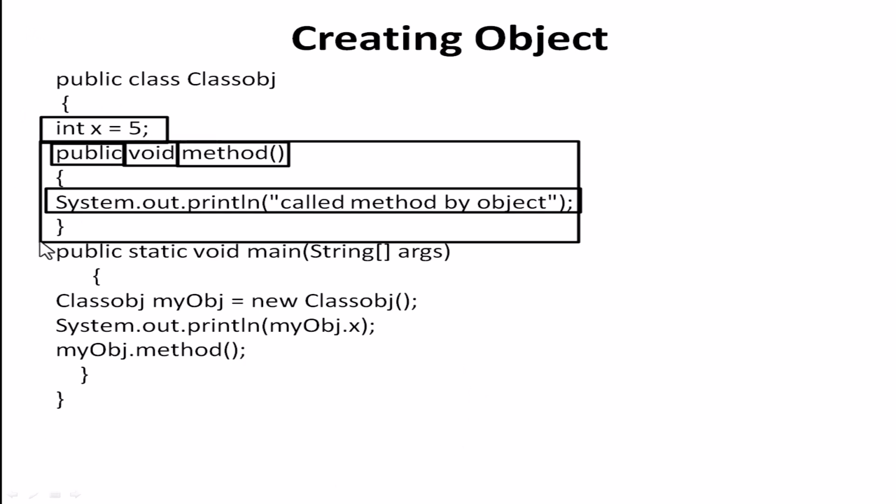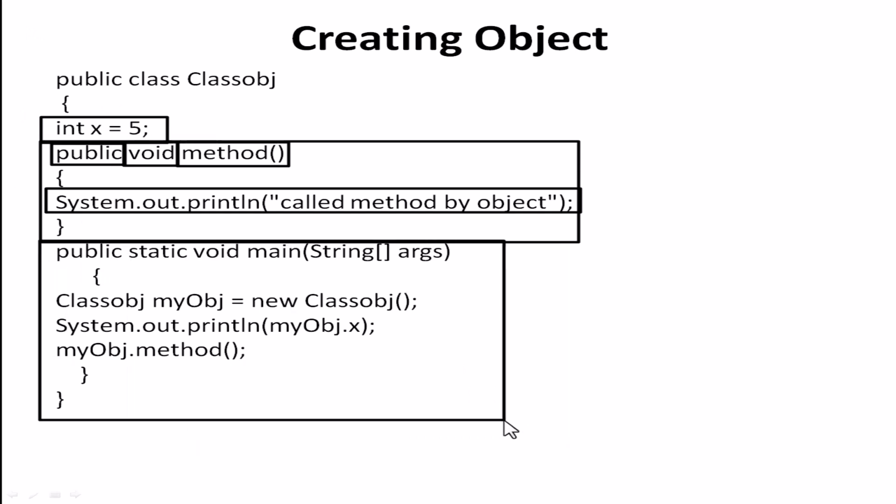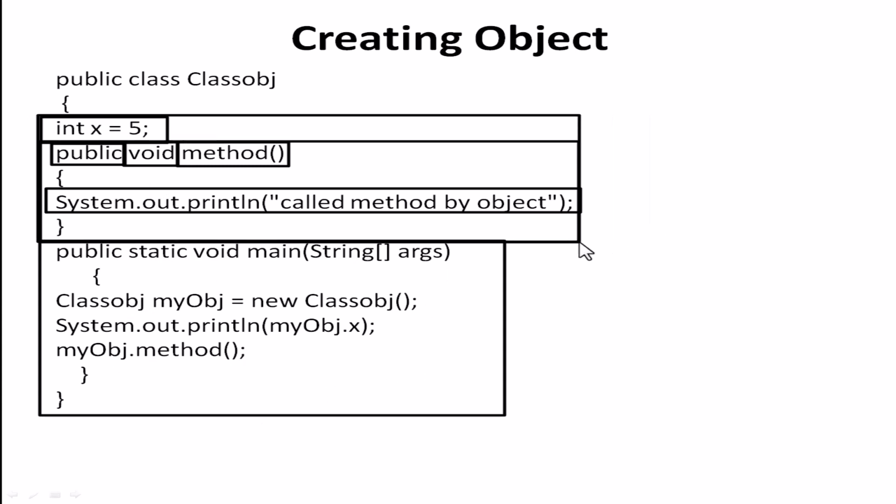In the previous program we mentioned this system.out.println within the main method. But in this program we have defined all this part outside the main. Now here we are going to declare a main method, public static void main, string array arguments. Now the main important thing is the class name.